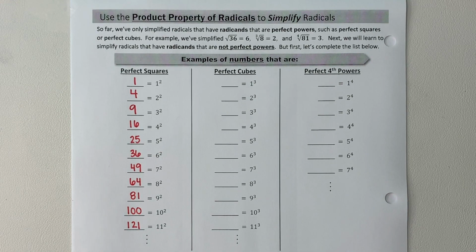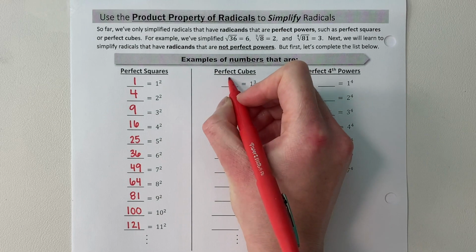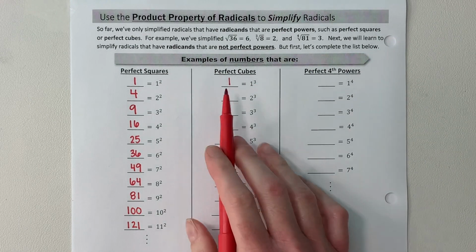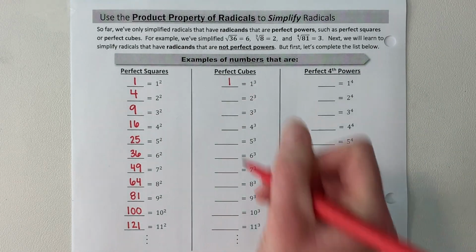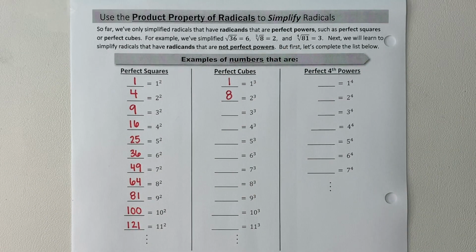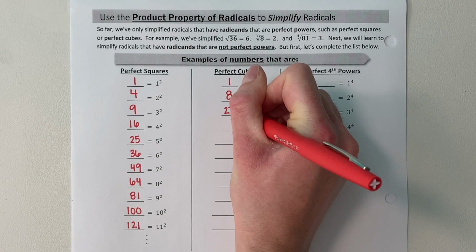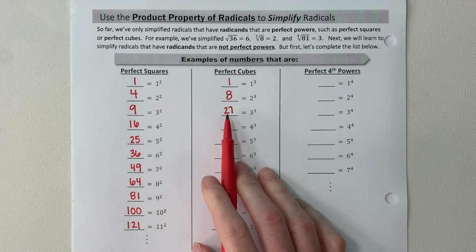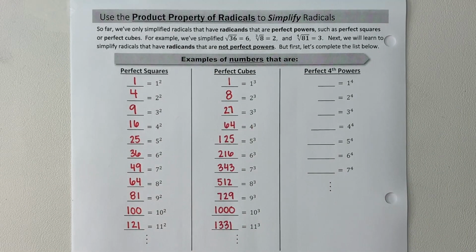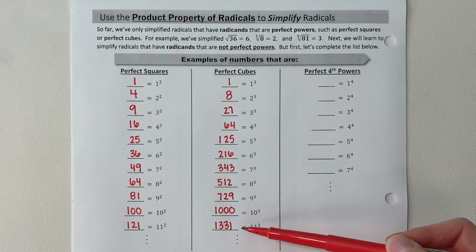Next, let's list some examples of perfect cubes. A perfect cube is any number that can be written as some quantity cubed. So 1 is a perfect cube because we can write 1 as 1 cubed. 8 is a perfect cube because we can write 8 as 2 cubed. 27 is the next perfect cube because we can write 27 as 3 cubed. And here's a list of several more perfect cubes.